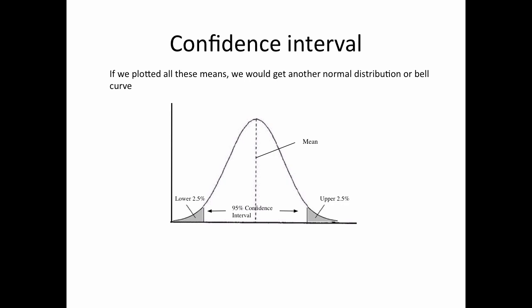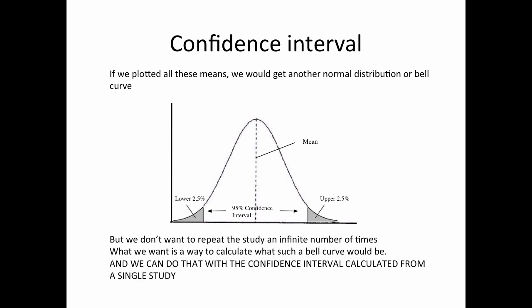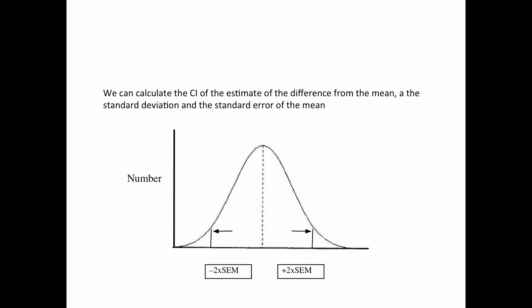And this time, what we're going to talk about is something called the confidence interval. We don't want to repeat the study an infinite number of times. What we want to do is calculate what the confidence interval would be from a single study. And the way we do that is by using something called the SEM, or standard error of the mean. So from a single study, we can calculate what the standard error of the mean would be. And what this translates to is the following. So let's talk about how the confidence interval can be of value to us from a single piece of research.